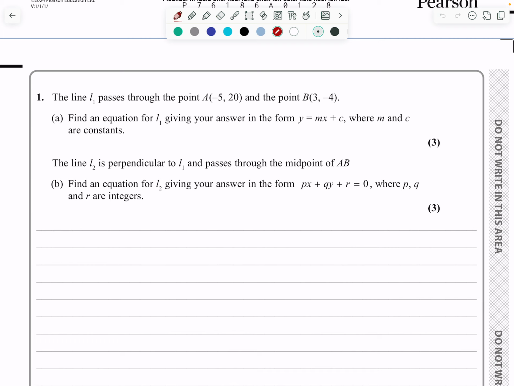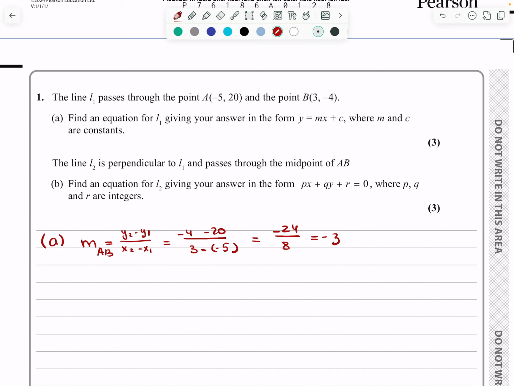Okay, so part A. I have to first find the gradient of L1, which is passing through (-5, 20) and (3, -4). The formula for the gradient of AB is (y2 minus y1) divided by (x2 minus x1), which is (-4 minus 20) divided by (3 minus -5). That's -24 divided by 8, which is -3. So the gradient of line AB is -3.